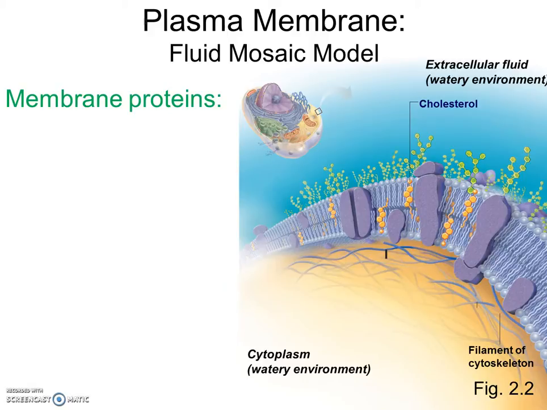Let's see what else is in the plasma membrane. So we discussed that there's phospholipids, but there's also a lot of membrane proteins. You notice that it's not only phospholipids, but you'll see these big purple structures in here. And these purple structures are some membrane proteins. So let's see what we have. First, we have peripheral protein.